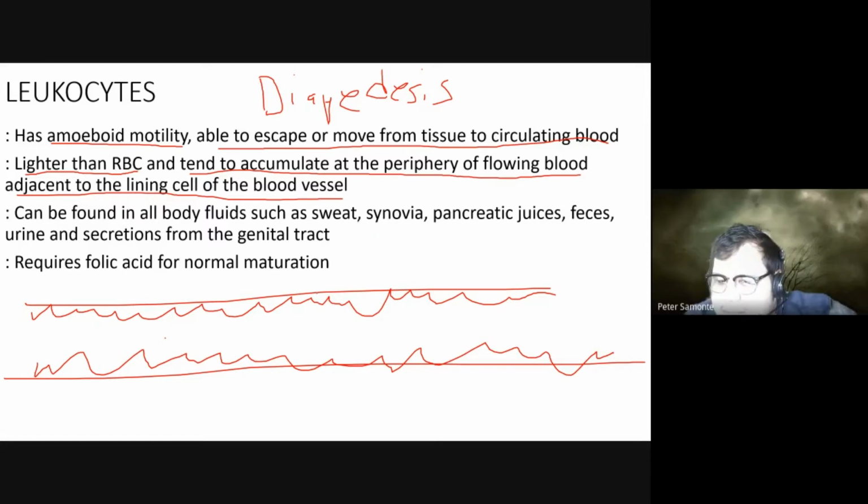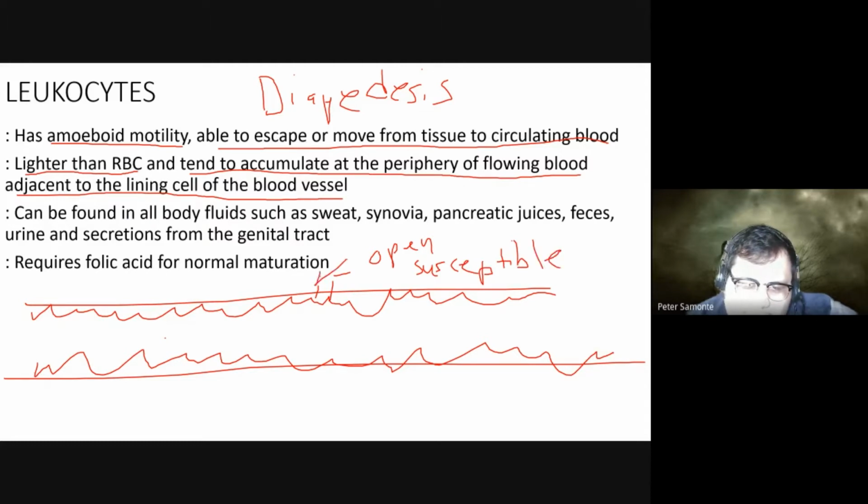Okay, so let's say that you have a wound, nasugatan ka. Your blood vessel would be open. Now, when that is open, it would be susceptible, madaling pasukin ng bacteria. Your bacteria would enter here. That is why, class, your WBCs would be found in the periphery because they would be the first ones to fight off those bacteria and microorganisms.